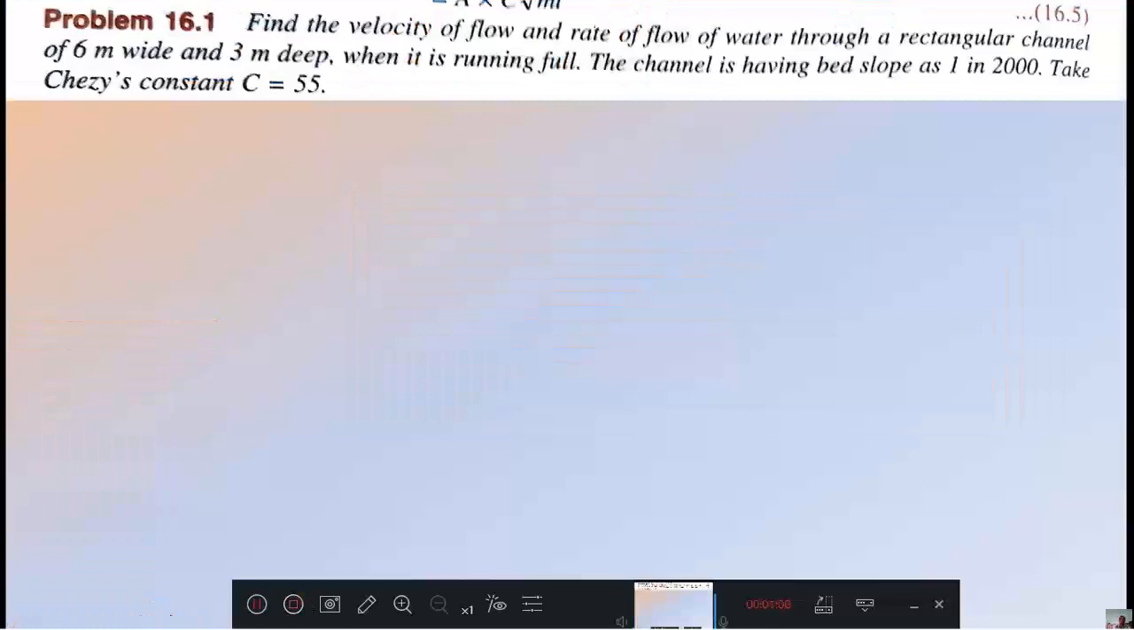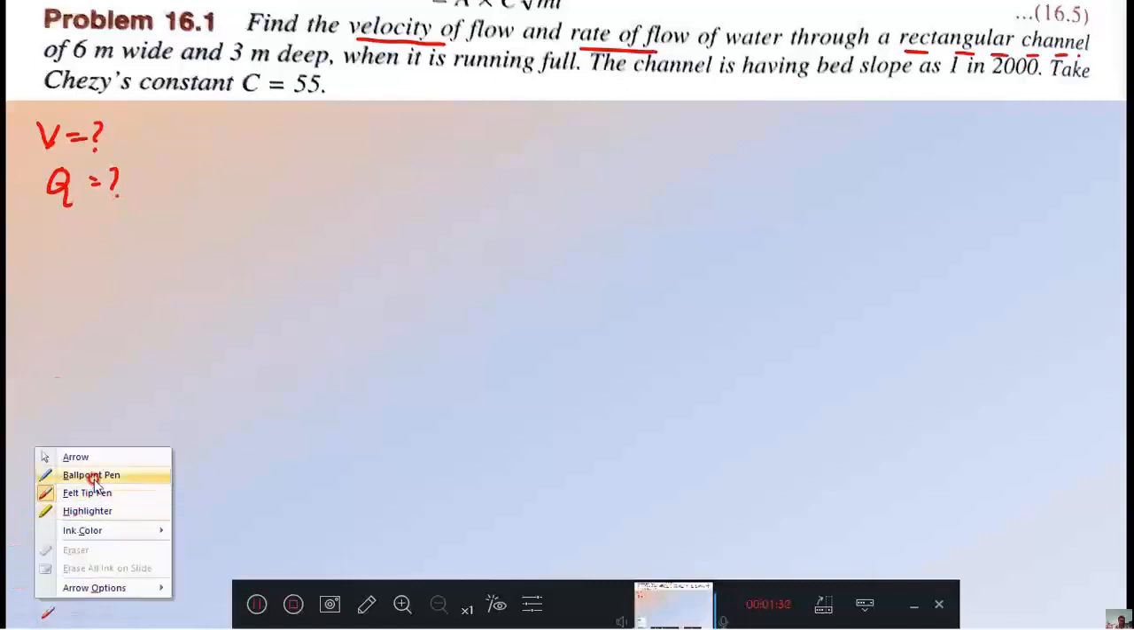Now the first problem is: find the velocity of flow and rate of flow of water through a rectangular channel, 6 meter wide and 3 meter deep, when it is running full. The channel has a bed slope of 1 in 2000. Take Chezy's constant 55. They want the velocity and the rate of flow, that is Q. These two we need to determine.